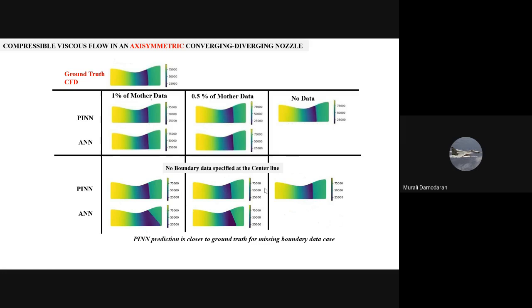The PINN is still trying to give results that are quite close to the real stuff, except you can see some kinks here because the boundary condition is missing. But the ANN gives you results that are a little bit off. So this tells you that the PINN prediction is closer to the ground truth, even for cases where the boundary data is missing.